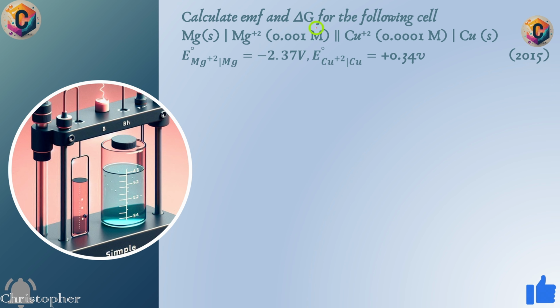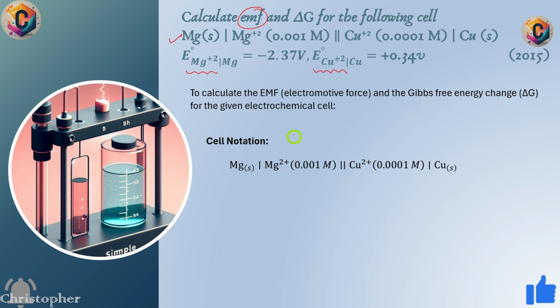Calculate EMF and delta G for the following cell. Here, cell representation is given. Here, E naught value for Mg plus 2 to Mg is given, and E naught value for Cu plus 2 to Cu is given. You are asked to find out EMF of the cell. This cell is not operated at standard condition. The output is going to be different. To find the actual output, we are going to employ Nernst equation.